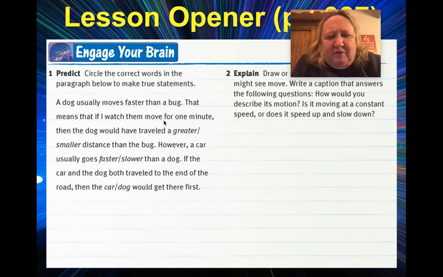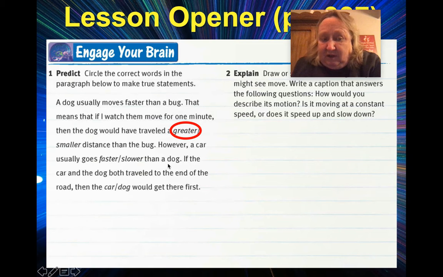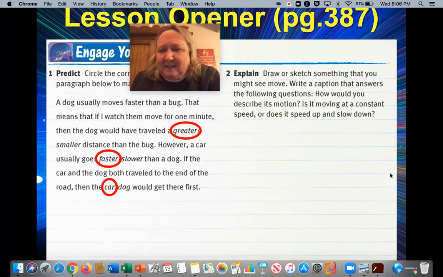A dog usually moves faster than a bug, we hope. That means if I watch them move for 1 minute, then the dog would have traveled a greater or smaller distance than the bug. I think our common sense would tell us it is greater. All right. However, a car usually goes faster or slower than a dog. Again, I think our common sense would tell us faster. If the car and the dog both traveled to the end of the road, then the car or the dog would get there first. Well, the car's going faster, so the car is going to get there first. Those are just some common sense stuff.